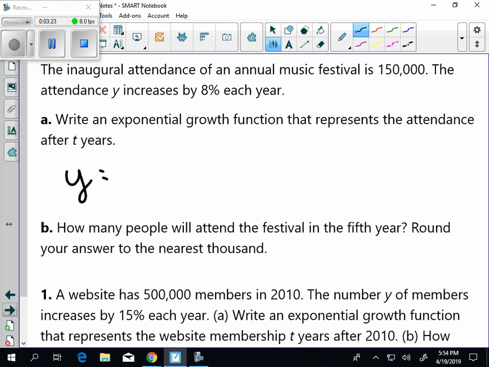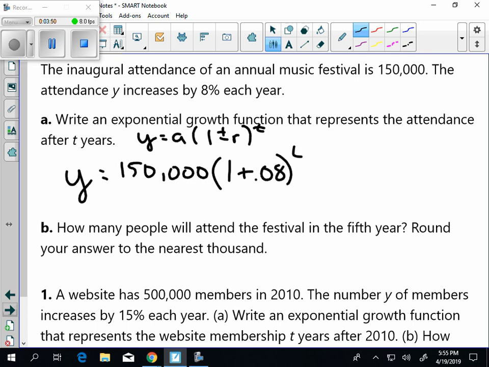So, y, my function, is equal to, again, I always start with my starting value, 150,000. I'm going to write this above so we can see exactly what we're modeling after. 150,000 is my a value, times 1. In this situation, I'm increasing 8%, so I'm going to add on the decimal version of 8%, which is 0.08, raised to the t power. Pretty basic to get these models. So I know that y is equal to 150,000 times 1.08 raised to the t power.